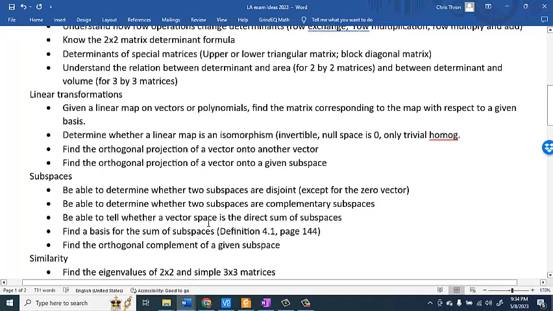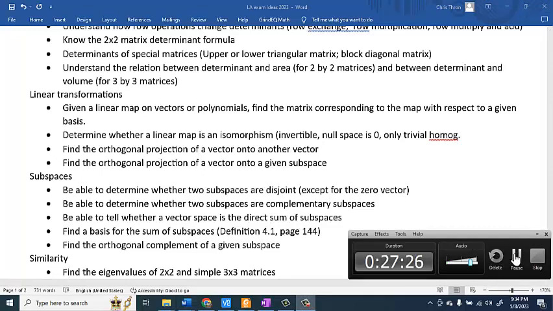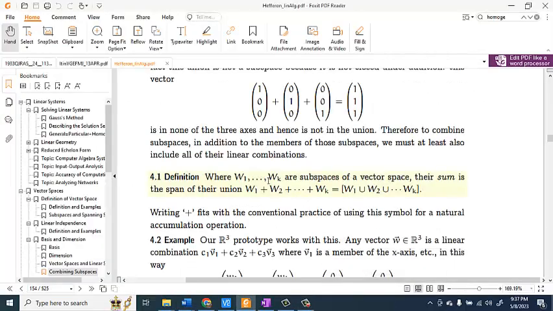The point is, the subspaces must be pairwise disjoint except for the zero vector. They must intersect pairwise in the zero vector, and the sum of the dimensions must also be the dimension of the vector space. We can go back and see if we can find that in the book. Actually, I think I'm going to need to correct myself.